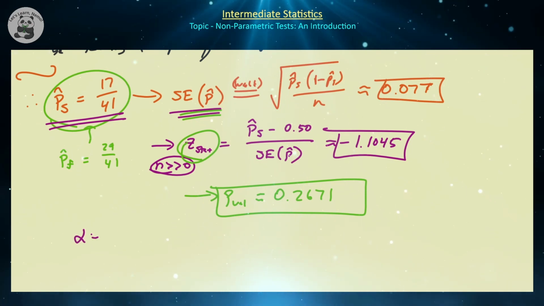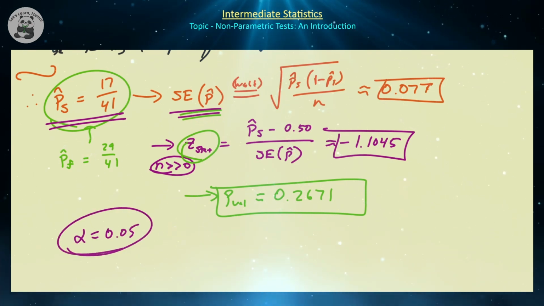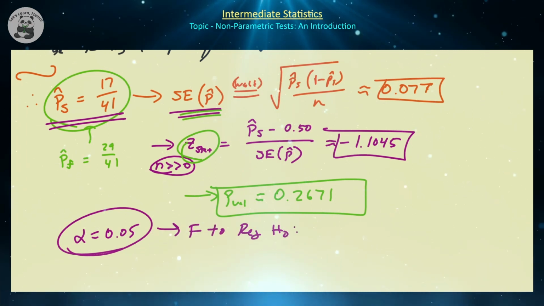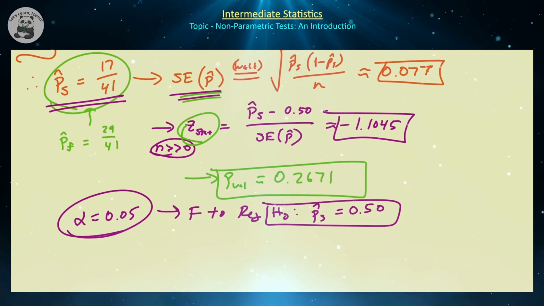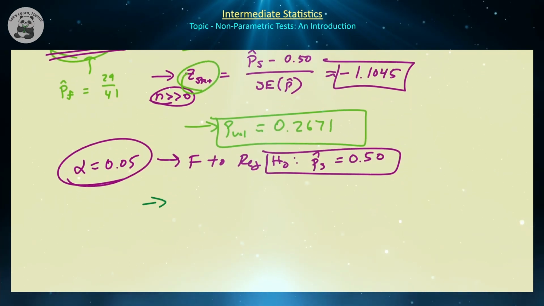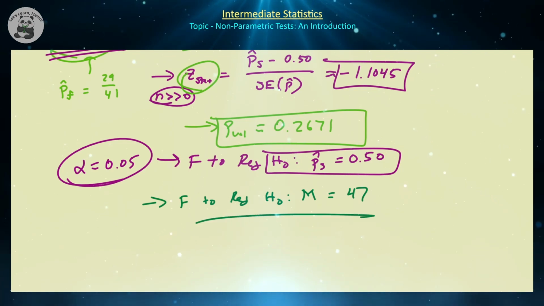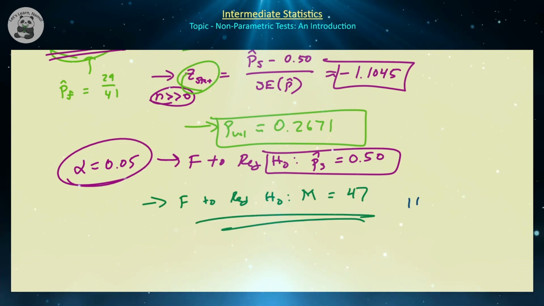Right, so let's assume that our alpha is equal to 0.05, then we're going to be failing to reject the null hypothesis that p hat s is equal to 50%, but that's not the original null hypothesis that we were working with, because actually what we're doing is failing to reject the null hypothesis that the median of our population was equal to 47. So that's actually our conclusion. And that is the Wilcoxon sign test, which is another example of a non-parametric test.